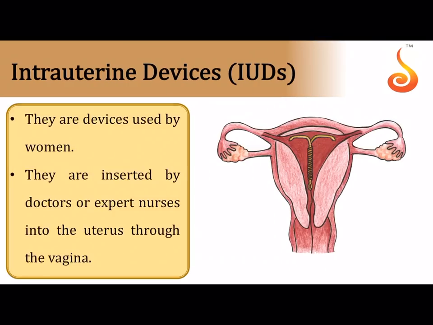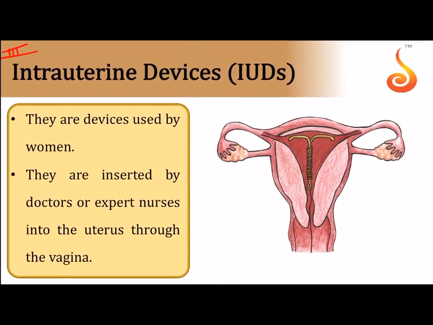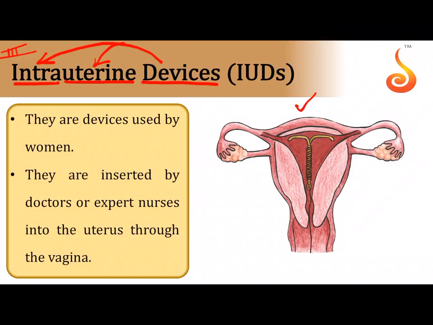Now moving on to the next type of birth control methods, which is referred to as intrauterine devices. Intra means within, uterine means uterus, and device is a device which is implanted, placed inside the uterus. That's why these are referred to as intrauterine devices. This picture excellently depicts what an intrauterine device looks like. As you can see here, the device is looking like a T-shaped structure, an alphabet T, isn't it?